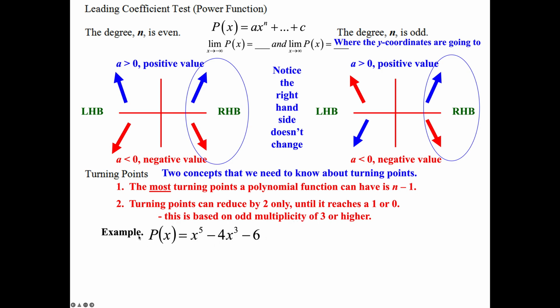So for my example, if I had p of x, here's my polynomial function, it's x to the fifth power for my leading term. So number 1, at most I can have 5 minus 1, 4. Number 2, take that 4 and start subtracting a 2 from it. So the possible turning points would be the 4, and 4 minus 2 is 2, and 2 minus 2 is 0. So these are the 3 possible turning points of this function.